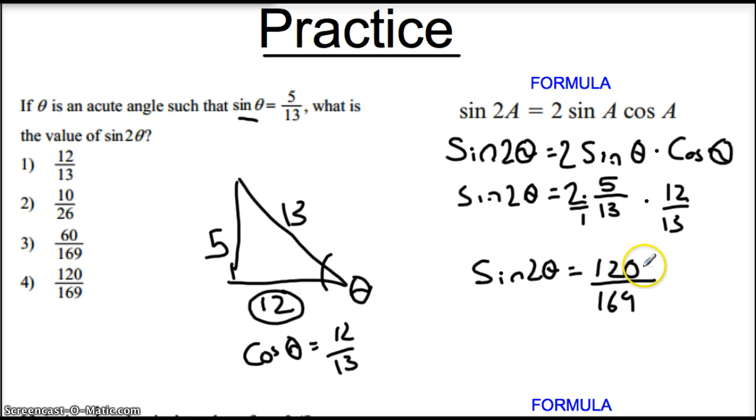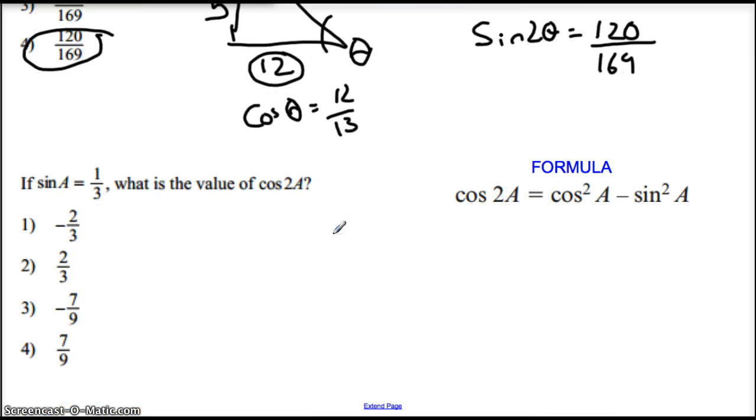Can't do that. Let me think. Nope, it can't be reduced. And it happens that the answer to this question is just number 4. Boom. That's all you had to do. Now, if you're still a little confused, let's take a look at one more.